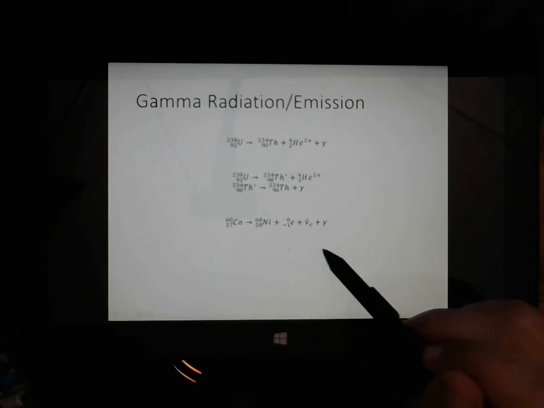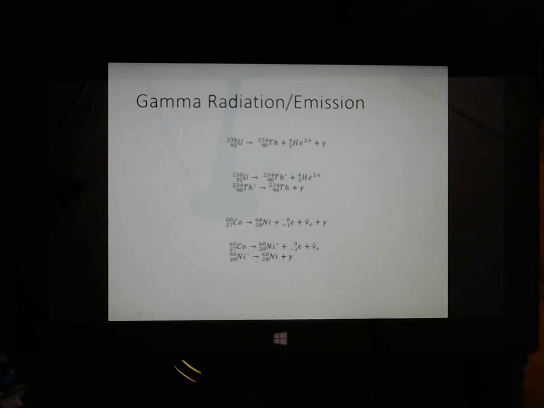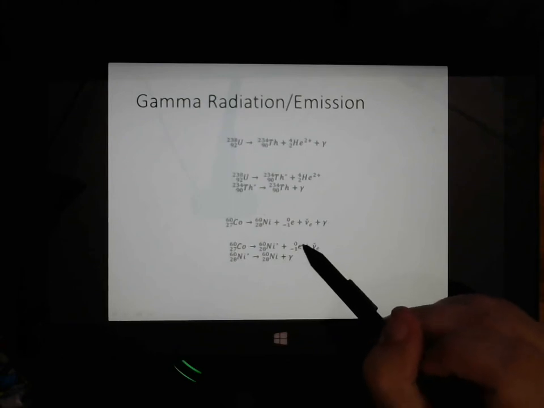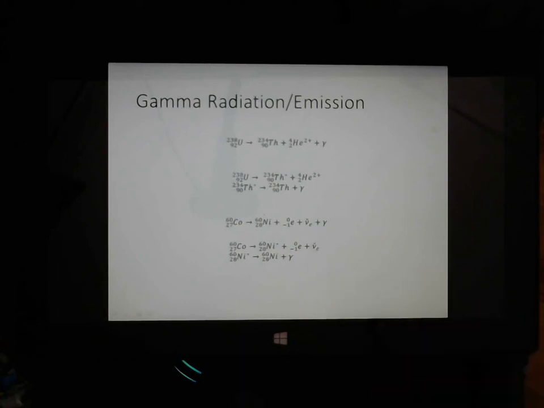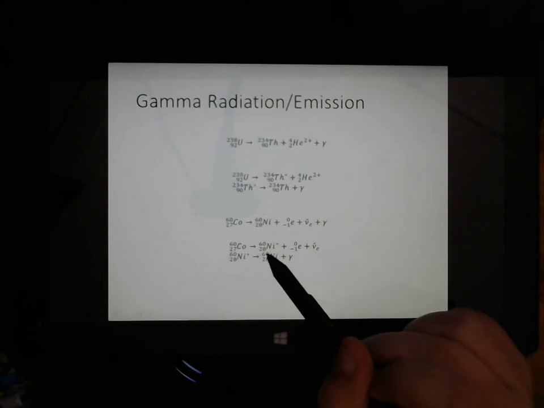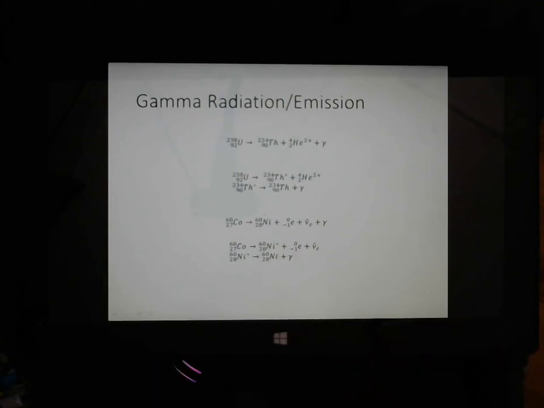Same thing here with the cobalt. Firstly, the cobalt becomes the nickel, starred, so it's energetic, kicks out the electron, kicks out the anti-neutrino, and you can see here's the hat symbol, or the little upside down arrow that the textbook is using. That becomes energetic nickel, which then becomes calmed down nickel plus a gamma photon that's being kicked out of it.